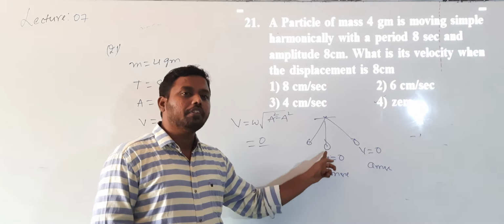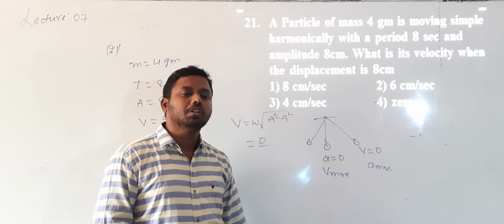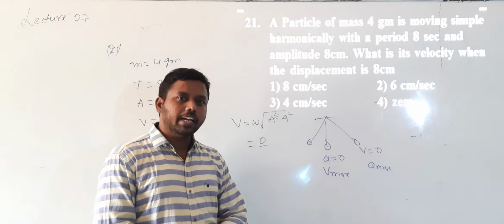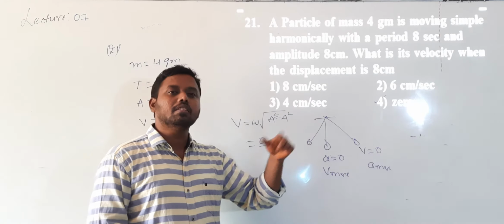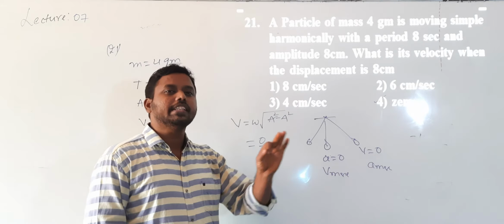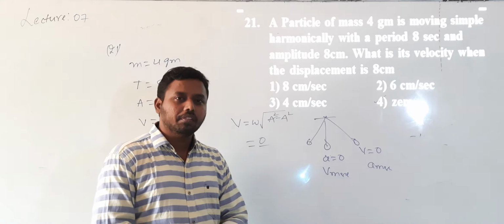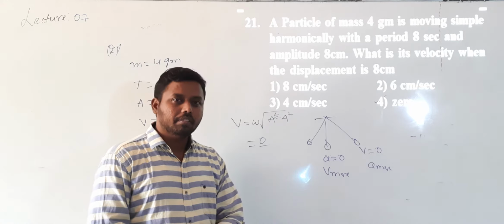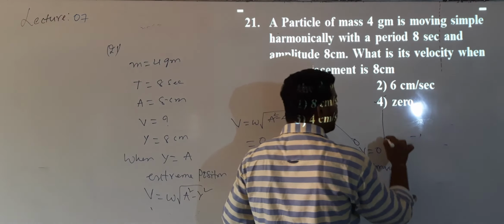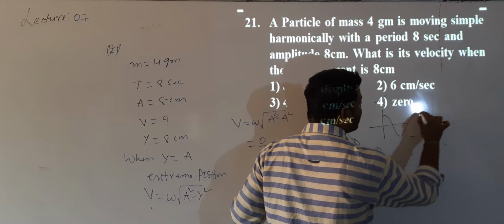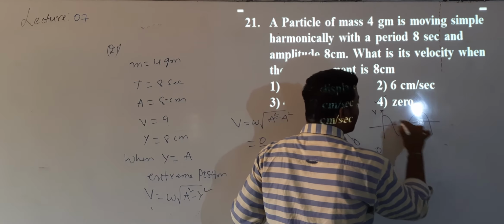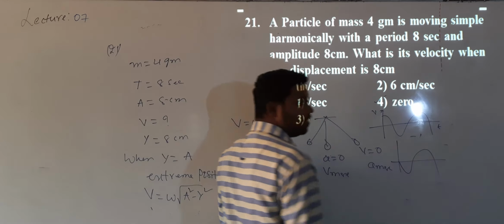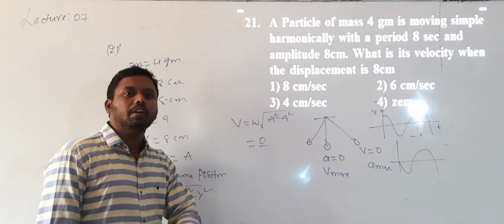Whenever a particle is going from mean position to extreme position, velocity will be out of phase with the acceleration. Are you getting it? Generally, the phase difference between velocity and acceleration is pi by 2. Acceleration is leading the velocity by a phase of pi by 2. The graph for velocity and time is a cos graph, whereas the graph for acceleration and time is a negative sine graph. The phase angle is also important.